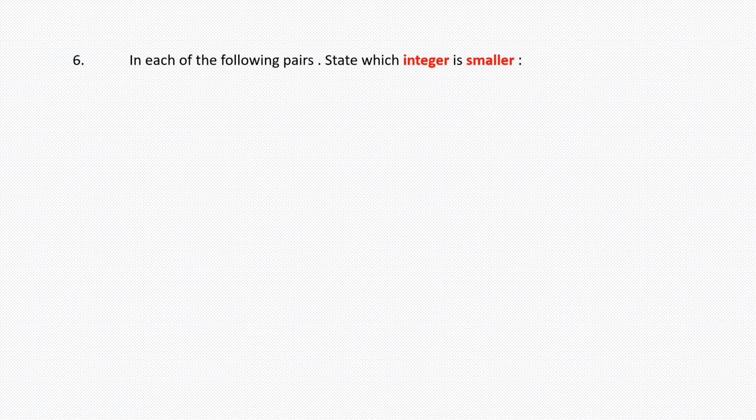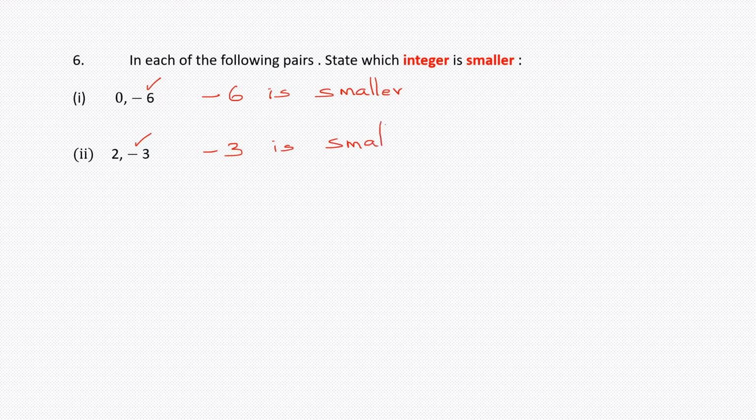In each of the following pairs, state which integer is smaller. So 0 and minus 6, negative integers are smaller. So minus 6 is smaller. Next one. 2 and minus 3. Negative integers are smaller than positive integers. Minus 3 is smaller. 15 and minus 51. Negative integers are smaller. Minus 51 is smaller.